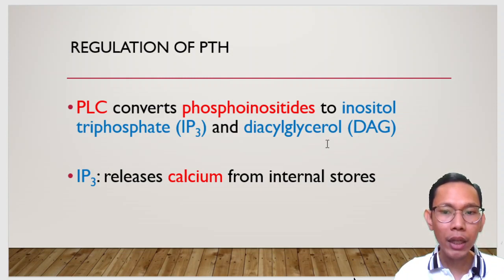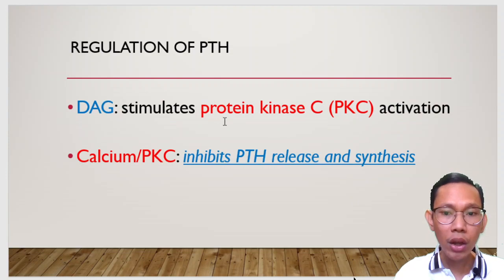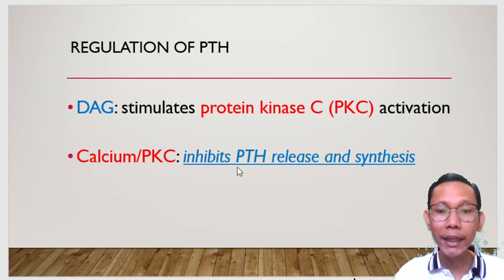Your IP3, or inositol triphosphate, releases calcium from the internal stores, while your DAG will stimulate protein kinase C activation, and this protein kinase C will inhibit your parathyroid hormone release and synthesis.